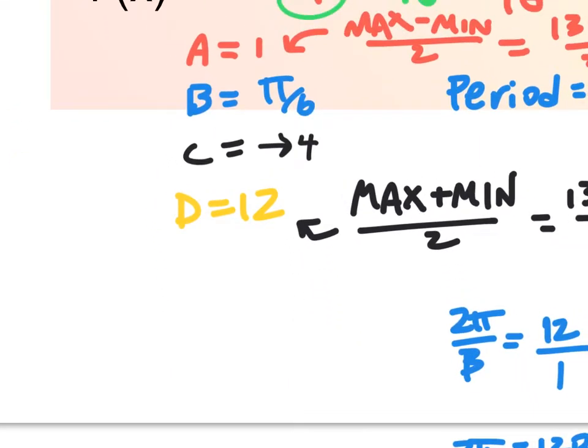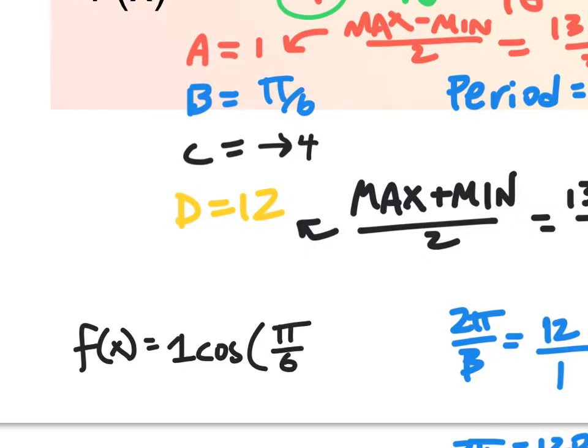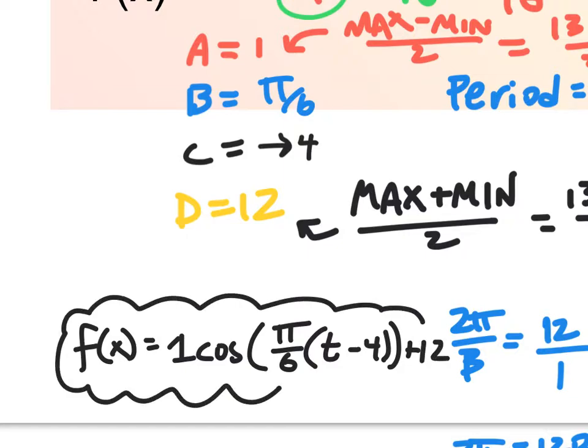And so now, you guys, I can sketch out my function. f of x equals a times whichever function I'm using, in this case cosine, b, which I'm going to write pi over 6, and then we're going to use the variable t. If I'm going right 4, I'm going to subtract 4, and then I'm going to add 12. And there's our function. We've taken some data, we've fit it to a cosine function, and we can do some predictions based off of that. All right, I'm going to move on to the next slide.